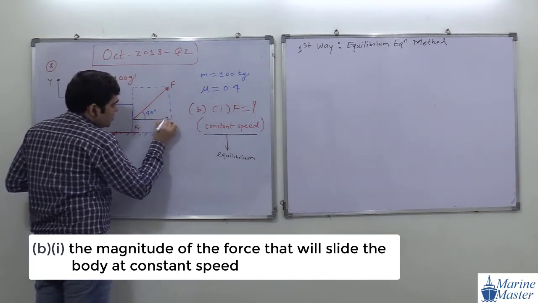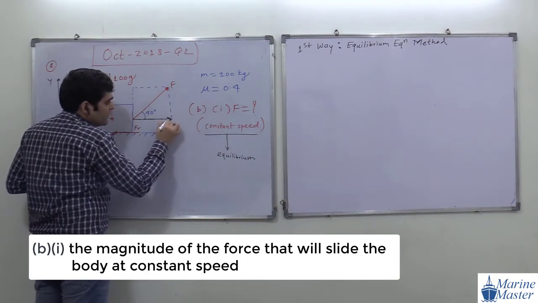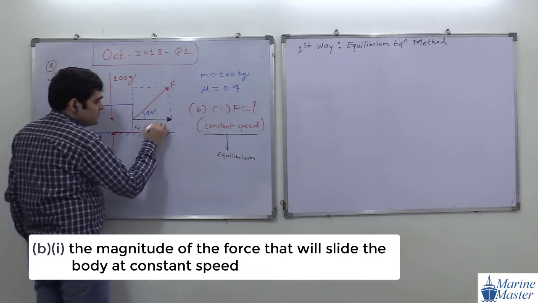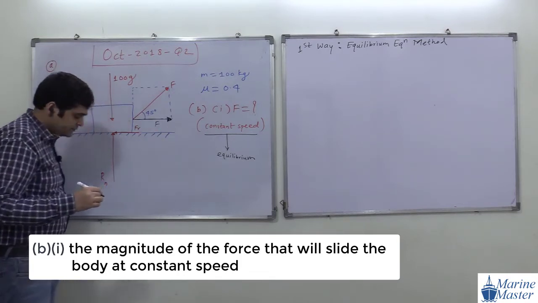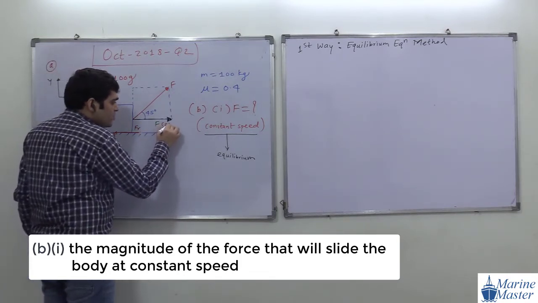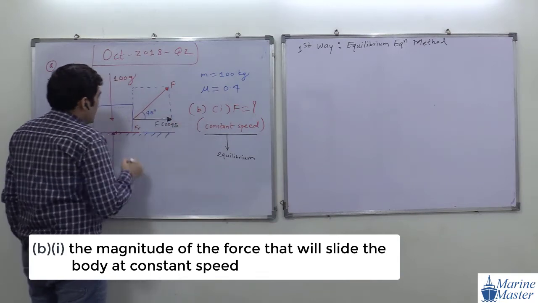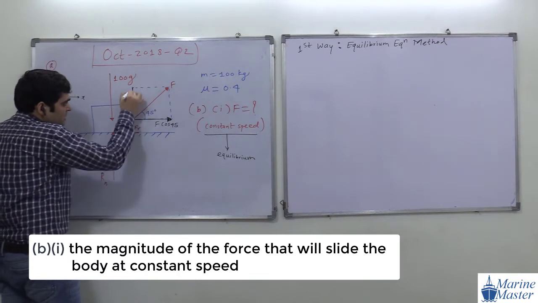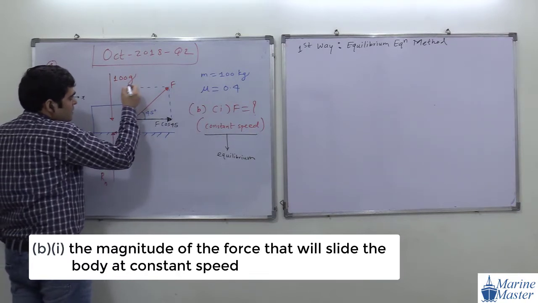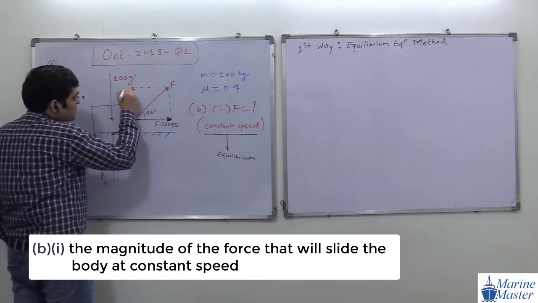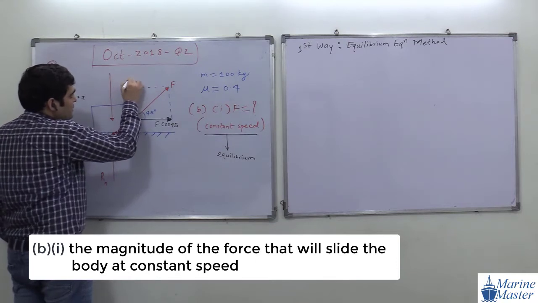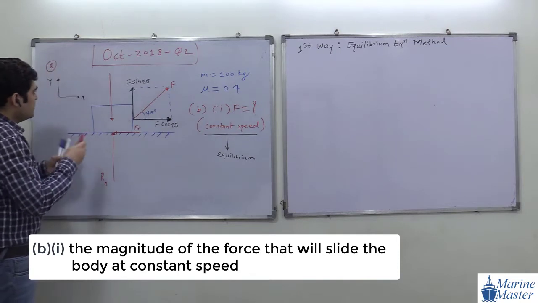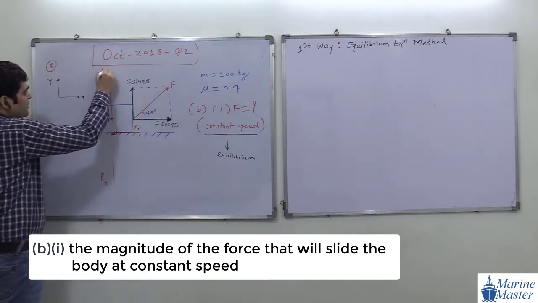So what is the value of this component, guys? This will be F cos 45. Very good. And then what about this other component here, everyone? This will be F sin 45. Okay. This is our 100G.